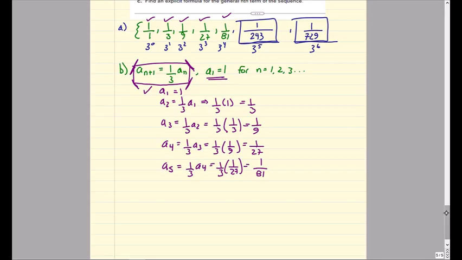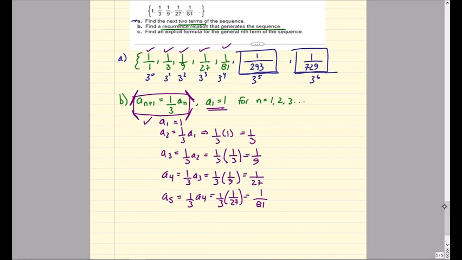Now part C, it says find an explicit formula for the general nth term. So part C is to find a formula for the general nth term of the sequence. Now explicit means it doesn't involve a recurrence. It doesn't rely on a previous term. So could I write a function here? I think I could, because I know that 1 is fixed and then the denominator is just a power of 3. So the question is, maybe it's just 3 to the n.